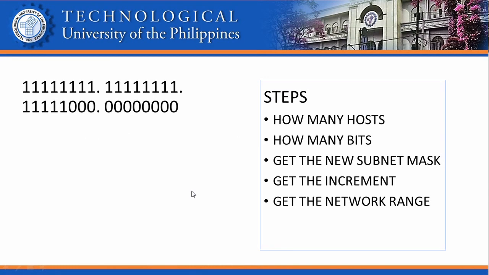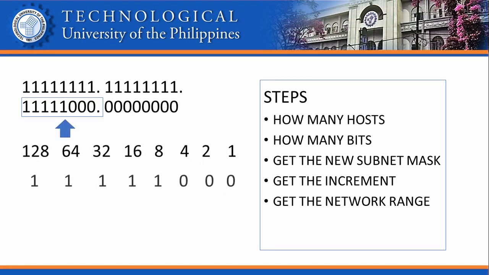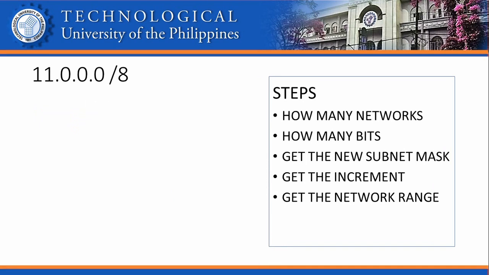By looking at the binary notation natin ng long format, saan tayo may huling value na octet? Yun, sa third octet. Saan tayo may huling 1? Doon sa octet natin na may huling value. Okay? So, anong value nun? 8. No? So, our increment will be 8. So, let's get the network range. Copy the classful network address. Ayan yung network address natin. And saan tayo mag-increment? Sa third octet. Okay? 0.8.0, 0.16.0, 0.24.0, so on and so forth.